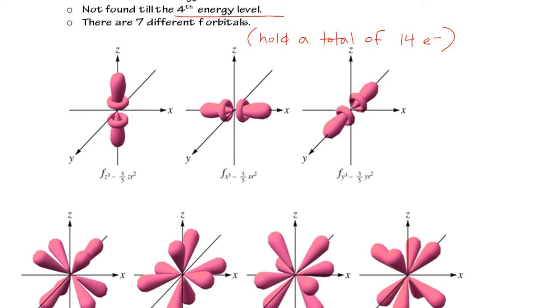Okay, so that was the second quantum number. It's actually a letter, S, P, D, or F, which describes the shape of the orbital.